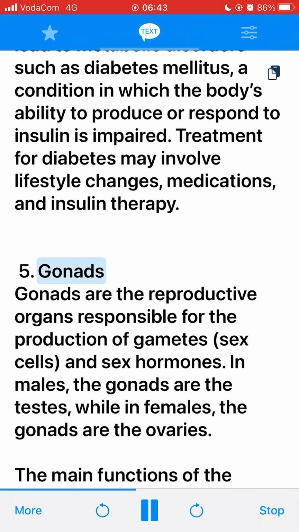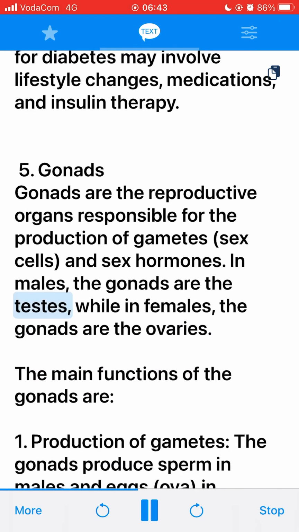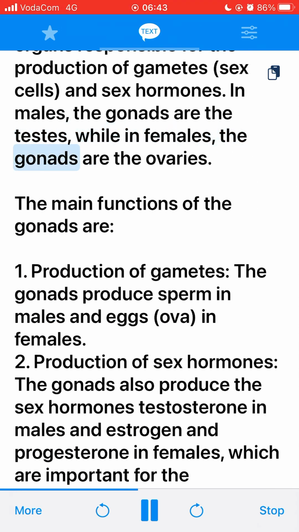5. Gonads. Gonads are the reproductive organs responsible for the production of gametes, sex cells, and sex hormones. In males, the gonads are the testes, while in females, the gonads are the ovaries. The main functions of the gonads are: 1. Production of gametes. The gonads produce sperm in males and eggs, ova, in females. 2. Production of sex hormones.